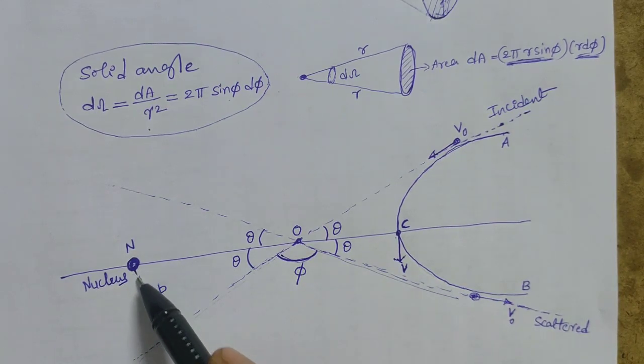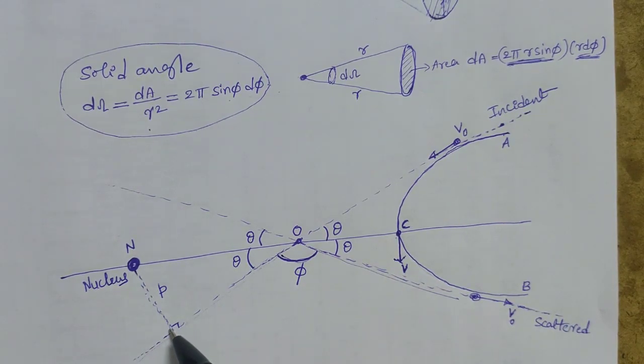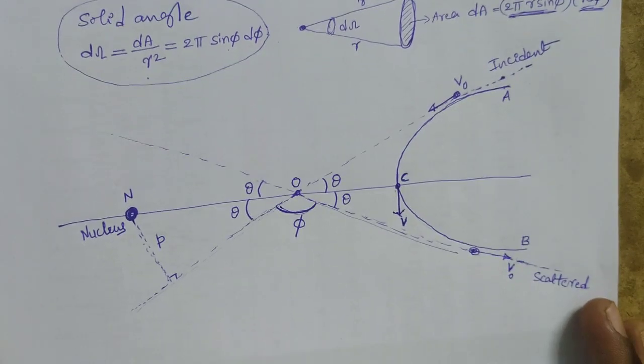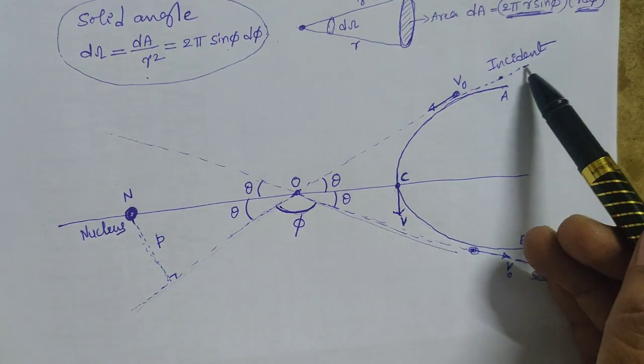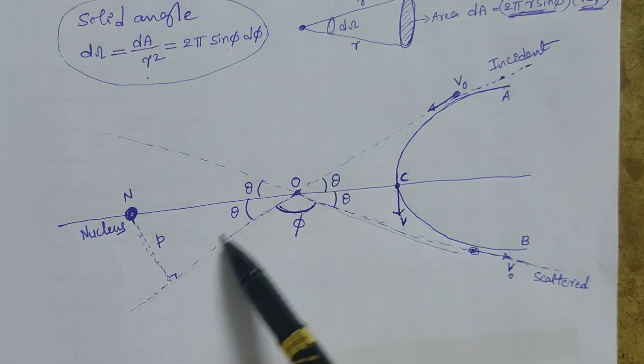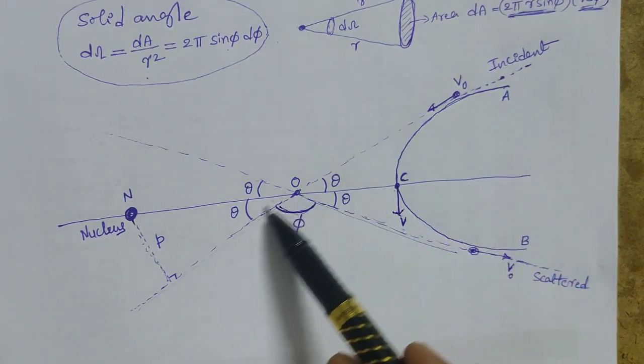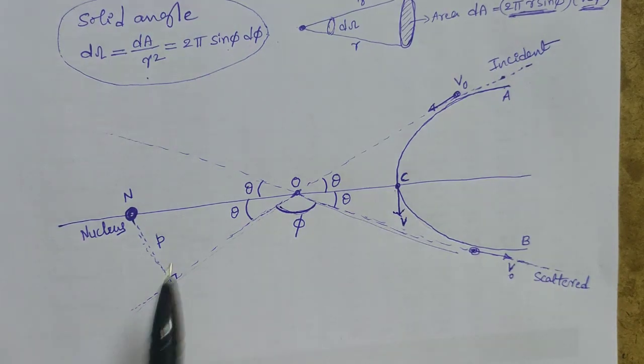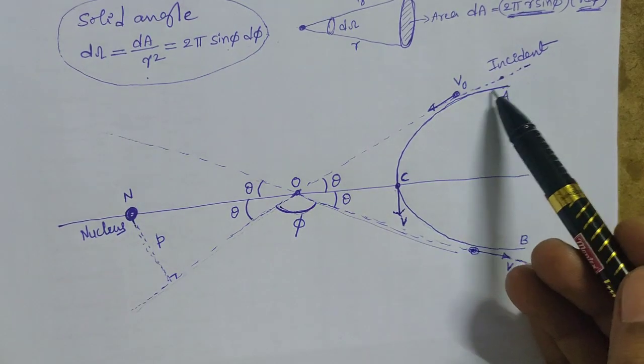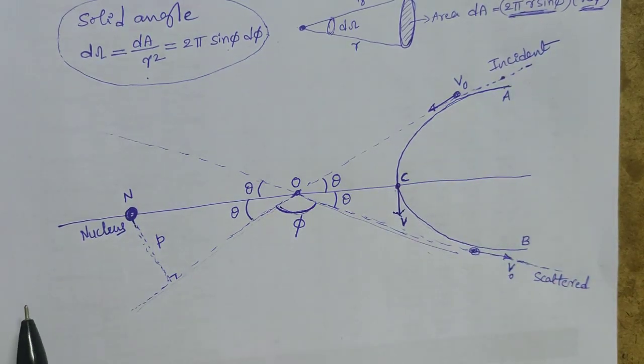One more important point to be noted here: what is this p here? Let me explain. This is the line along which the alpha particle is supposed to come. If this nucleus is not there, the alpha particles come like this and go like this. Because of this nucleus, the alpha particles will not go like this, they will be reflected. They will be scattered.